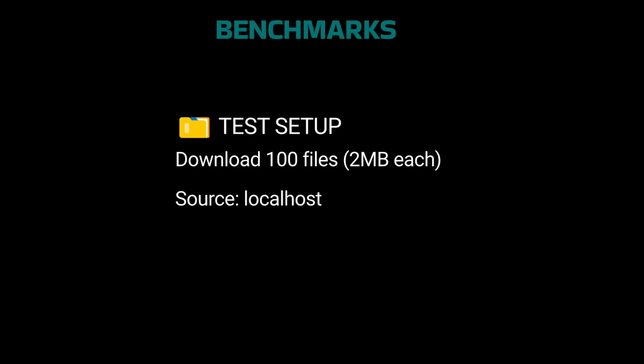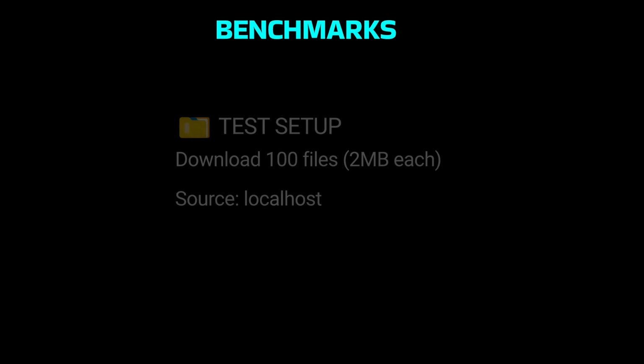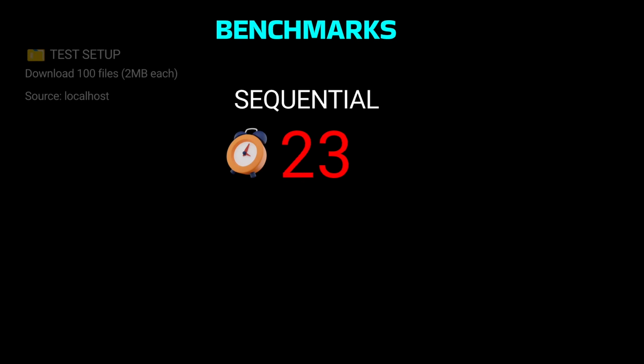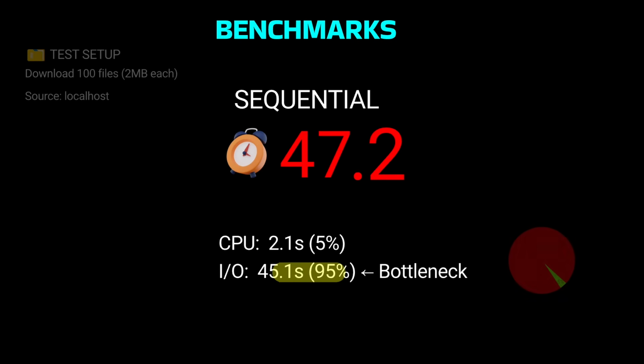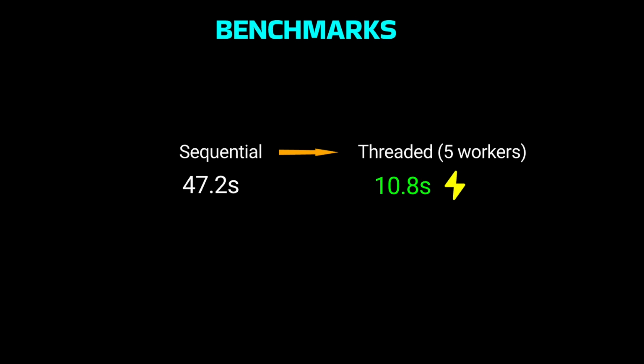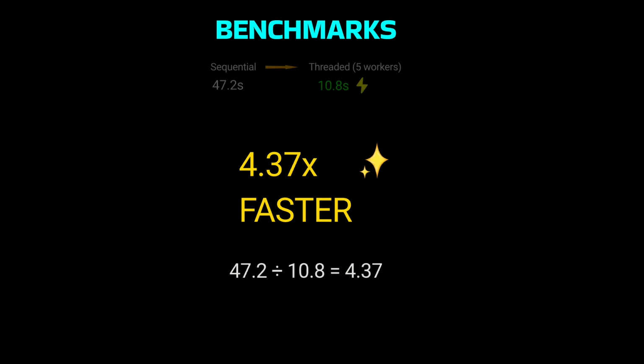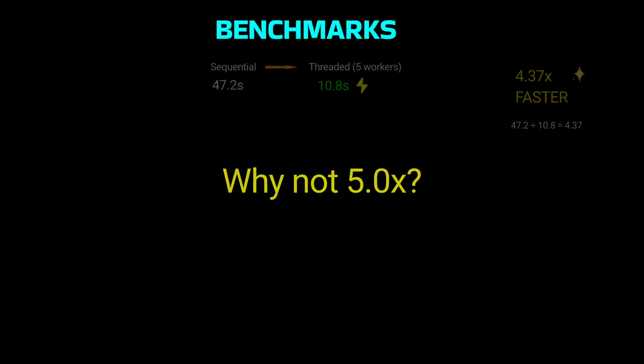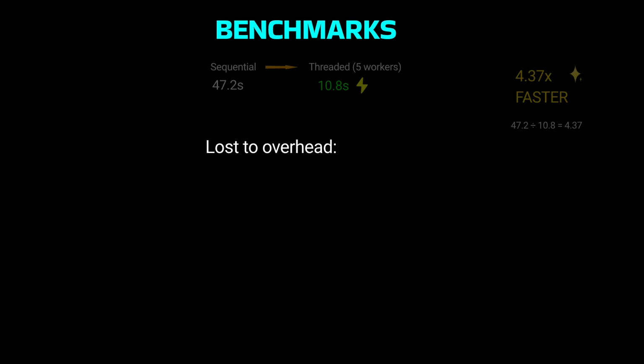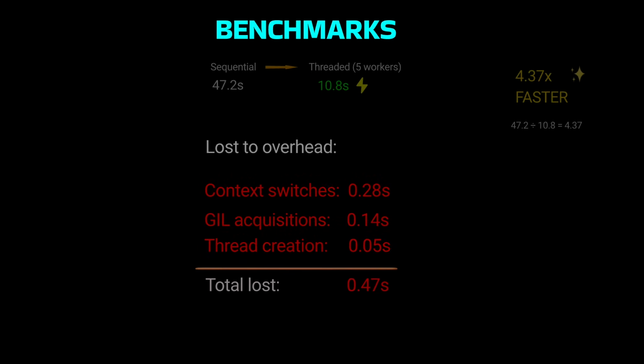Real benchmark: downloading 100 files from localhost. Sequential, 47.2 seconds wall time. CPU time, 2.1 seconds. That's 95% I/O wait. With 5 threads, 10.8 seconds wall time. Speedup, 4.37 times. Why not 5 times? Context switching overhead, 0.3 seconds total.